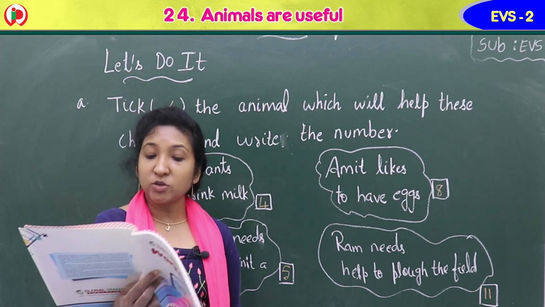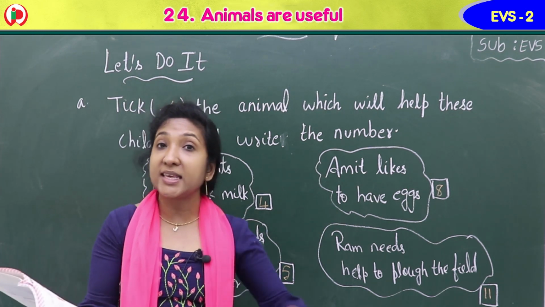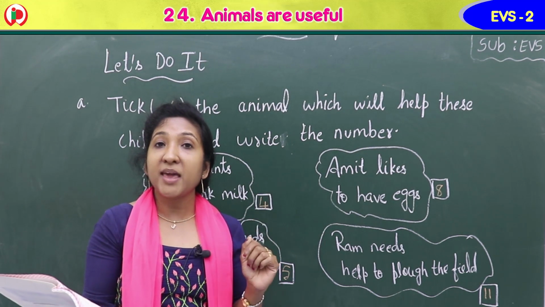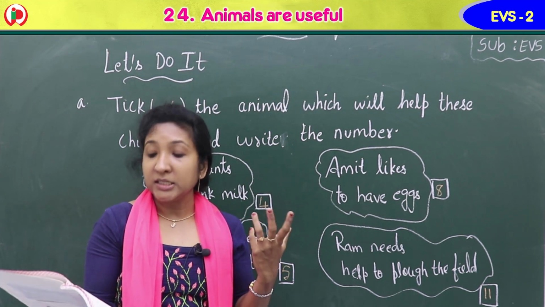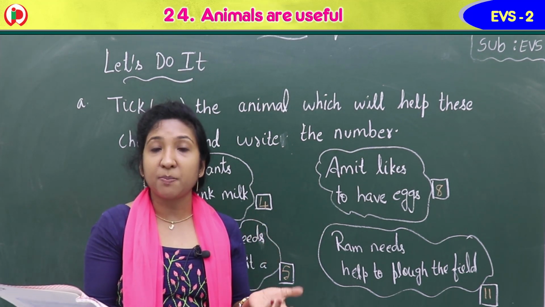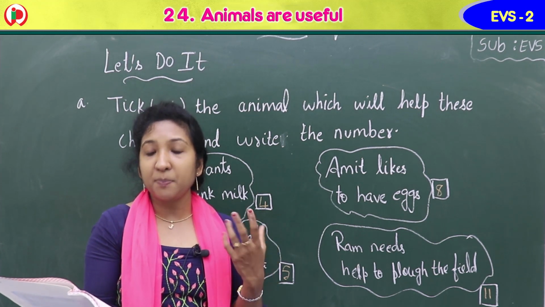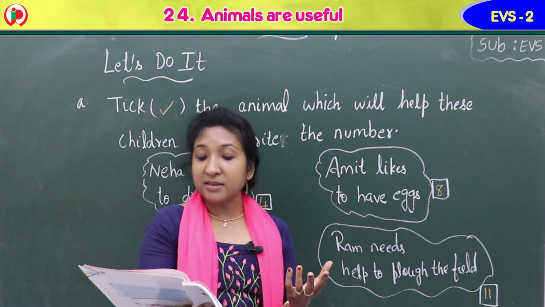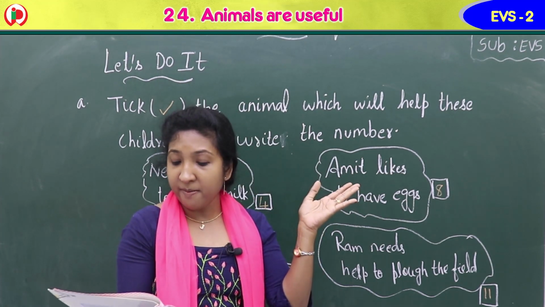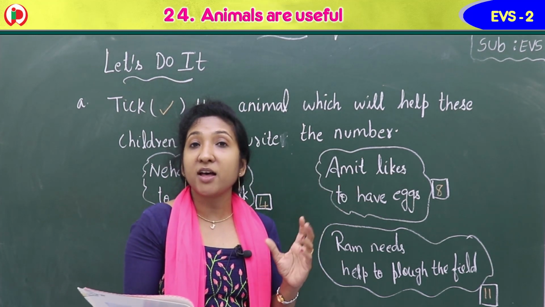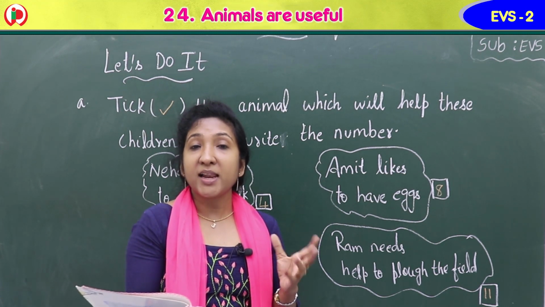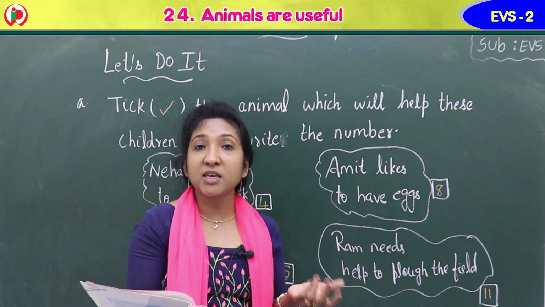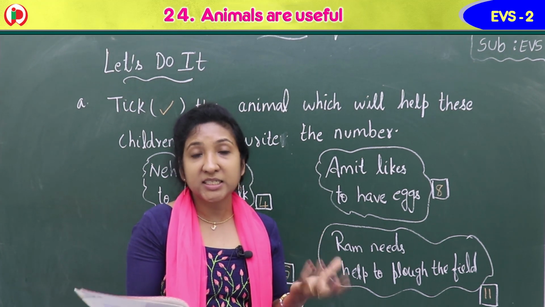Fifth image. Coming to the fifth image. Which image you can see here? Image of a sheep. Spelling of sheep. S-H-E-E-P, sheep. Coming to the next image, sixth image. Which image is here? Yes, it is of a goat. Spelling of goat. G-O-A-T, goat.